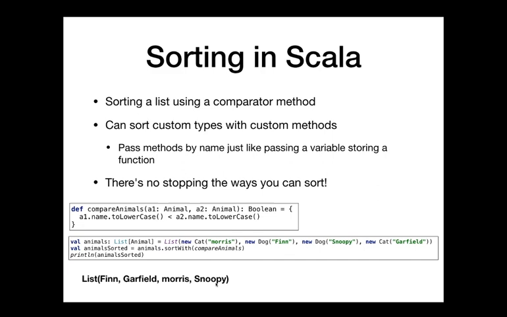So even if we have our own custom objects, our custom types, we just need a method or a function that takes two values as parameters of that type and returns a Boolean. As long as we meet that criteria, we can use sort with and sort our data structures based on that comparator.